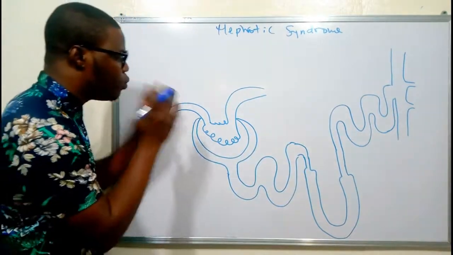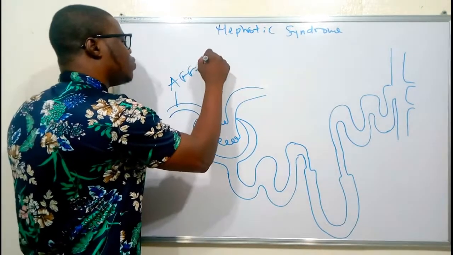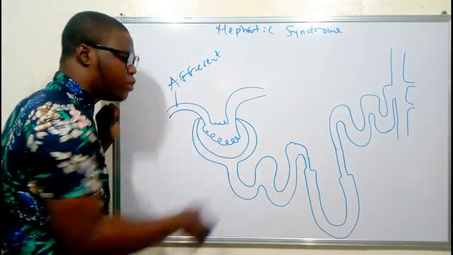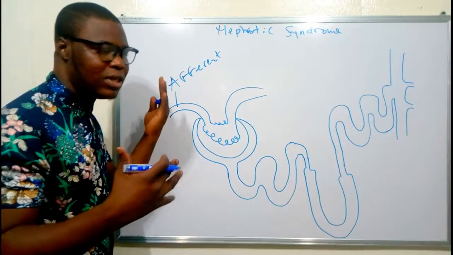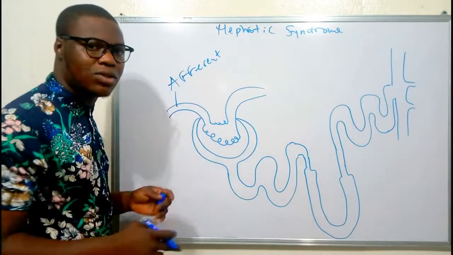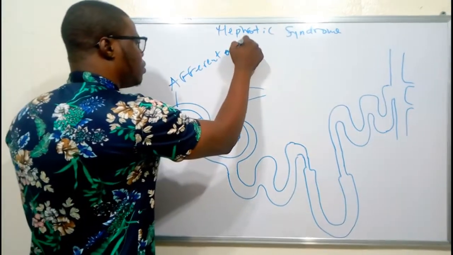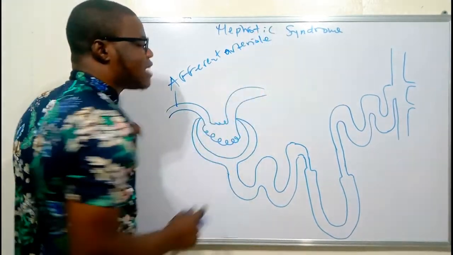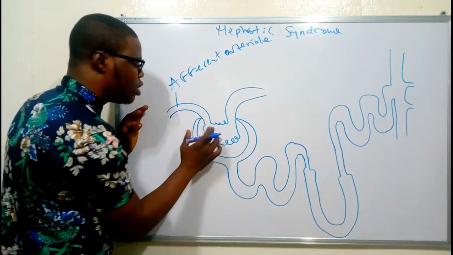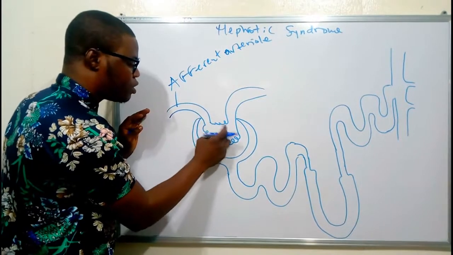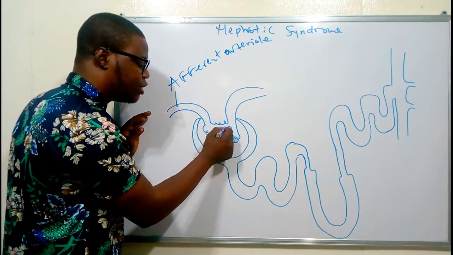Now, we know that this structure here is called the afferent arteriole. If you are yet to watch our video on the nephron, just stop this video and go back there. Or let me just drop a link up ahead, so after this video, you can check it. The function of the afferent arteriole is to allow for the passage of blood into this glomerulus. This structure is the glomerulus. It has pores, just like a sieve.